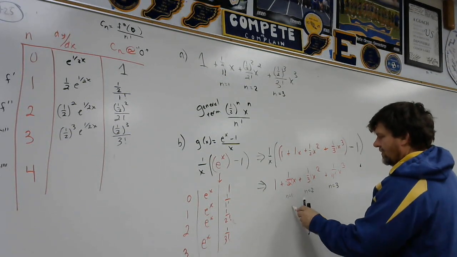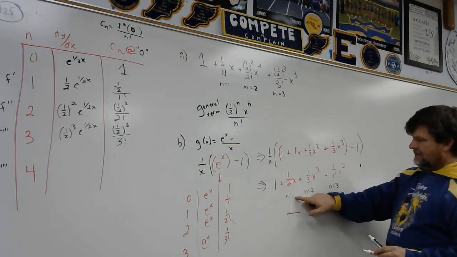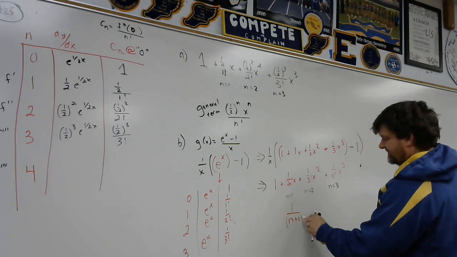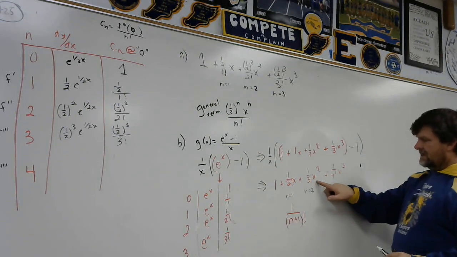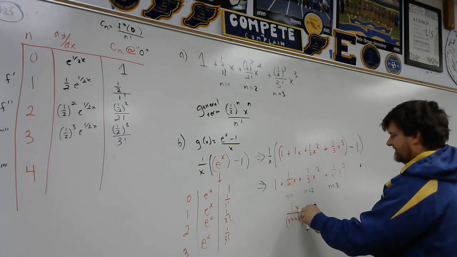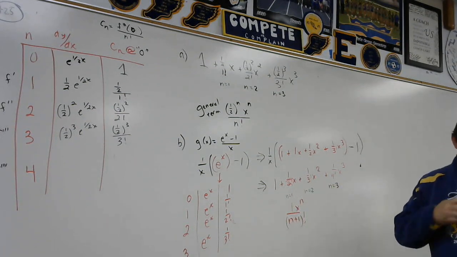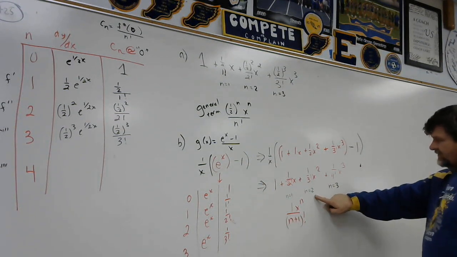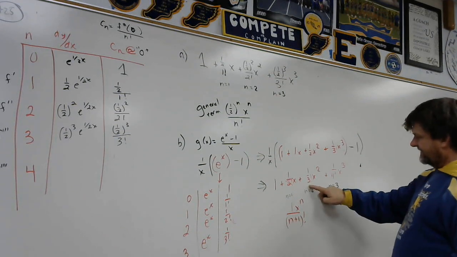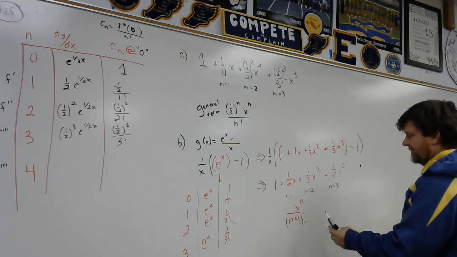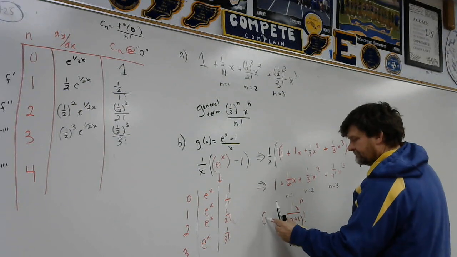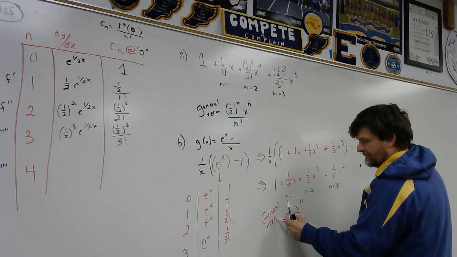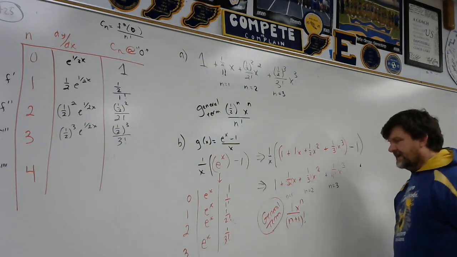If I go 1 over n plus 1 factorial, and this is going to be the same as x to the n. Does that work for us? So I plug in 2. 2 plus 1 is 3 factorial, x to the n. So this is my general term. Okay, so that's my general term.